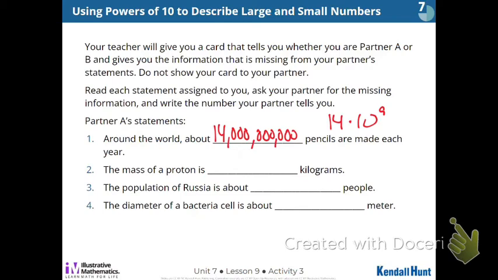Wait, what about 14 to the 9th? Well, 14 to the ninth would mean something different. That'd be 14 times 14 times 14 times 14. That'd be different, right? But that's a good question. Now, I prefer myself to write this.